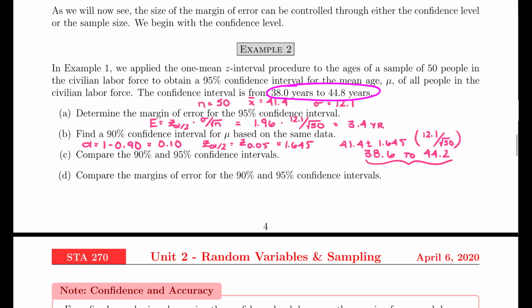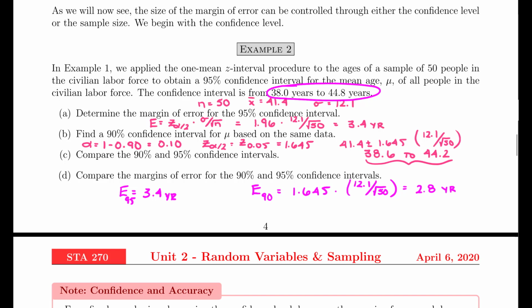Well, we've already calculated the margin of error for the 95% level. It was 3.4 years. That's for the 95. The margin of error for the 90% confidence level is going to be computed in the same fashion. We take z sub alpha over 2, which was 1.645, times sigma over the square root of 50, and we end up with 2.8.